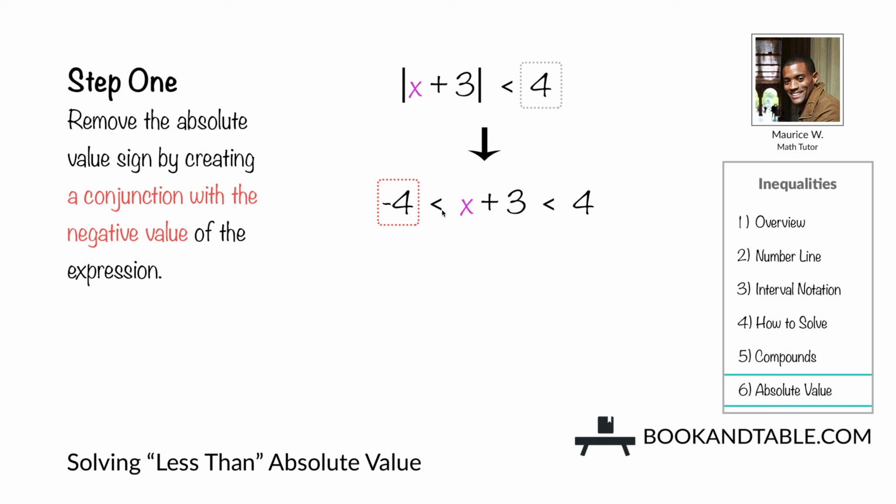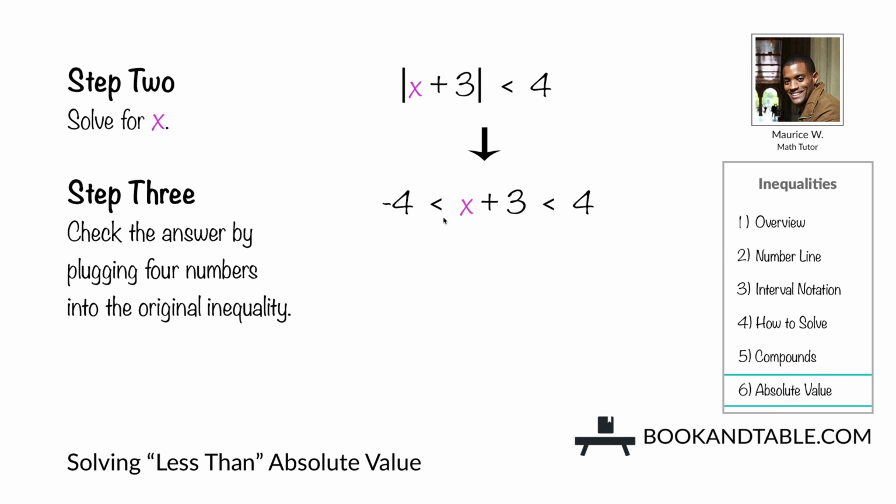So we have less than. So we put a second less than sign to the left of the expression. We remove the absolute value signs, and now we have the negative value of the expression on this end of our conjunction. So that gives us -4 is less than x plus 3, which is less than +4. And now we can solve for x.